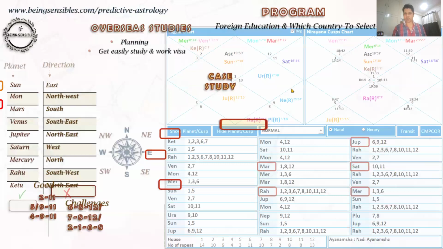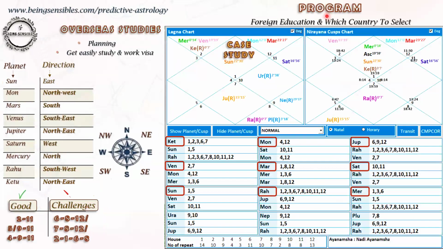So let us understand the case study. In this case, the nine planets chart is there, and the same application is applied practically. The Sun has a 211. In this case, Mars, which is found in the south part, has 6, 8, 12. Just like I said, moving east always helps this particular child, and moving south is not helpful as per this chart.